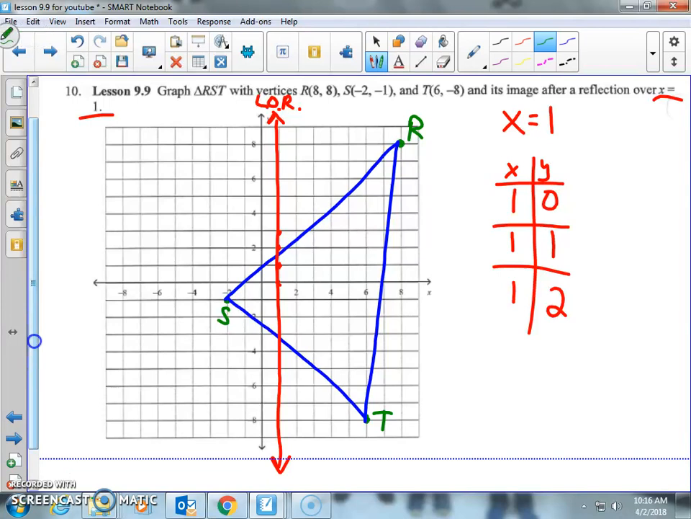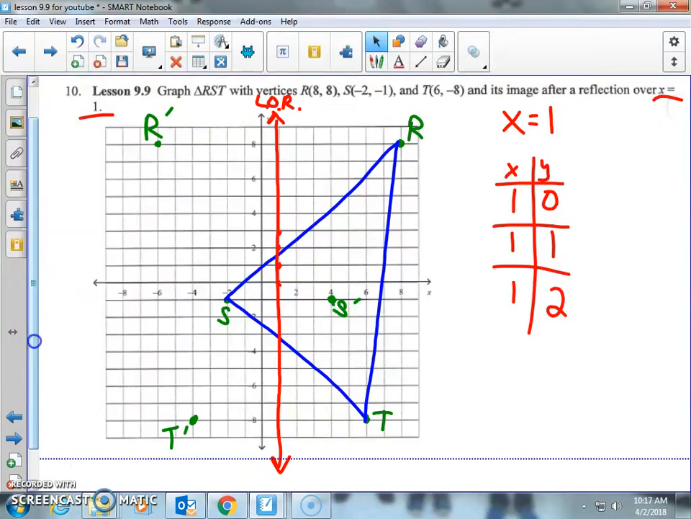Again, we count. So, point S, 1, 2, 3 spaces to the line. So I go 1, 2, 3 the other way, and that's S prime. Point R, way out here, 1, 2, 3, 4, 5, 6, 7 spaces. So I count 7 more. I'm way out here for R prime. And point T, 1, 2, 3, 4, 5. Point T prime is way out there.